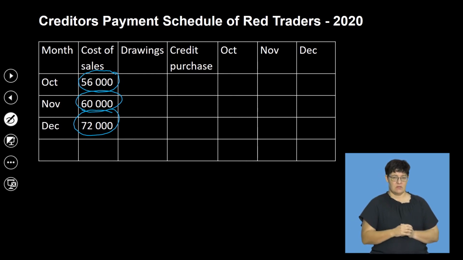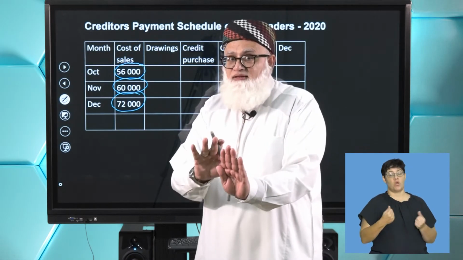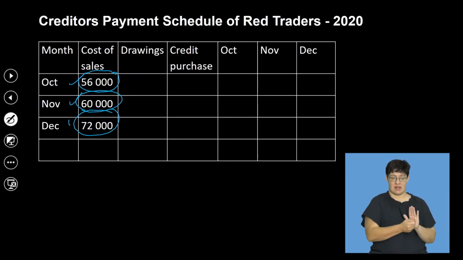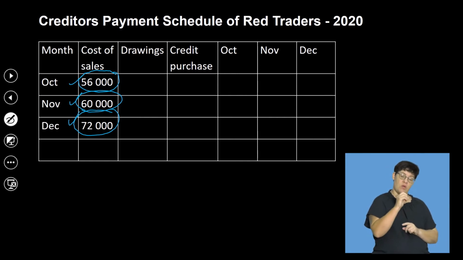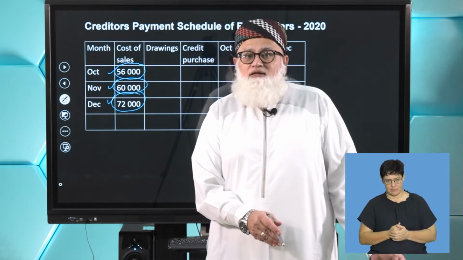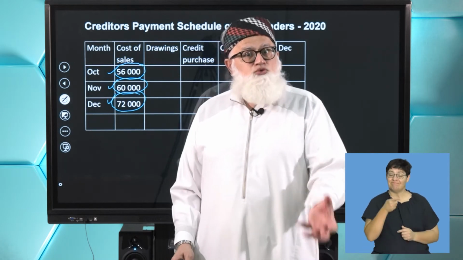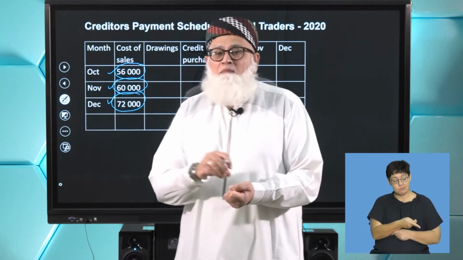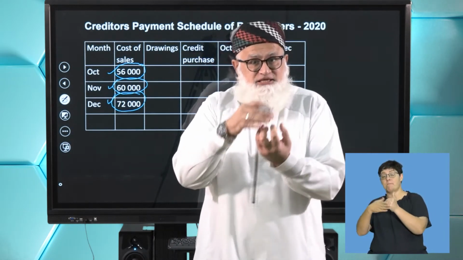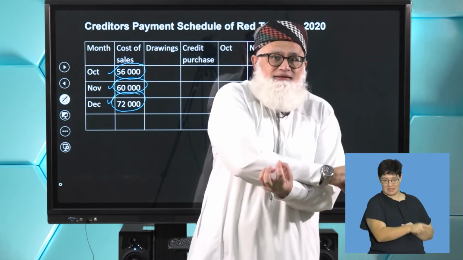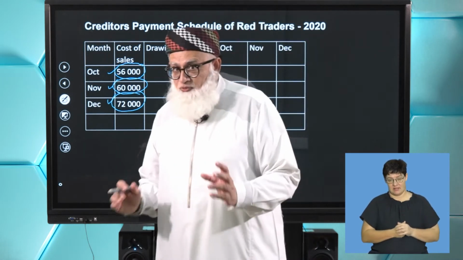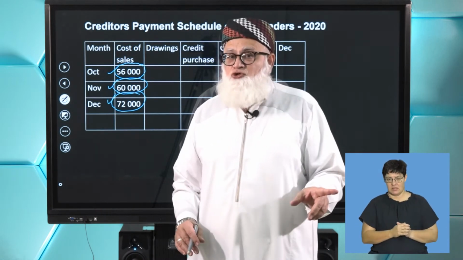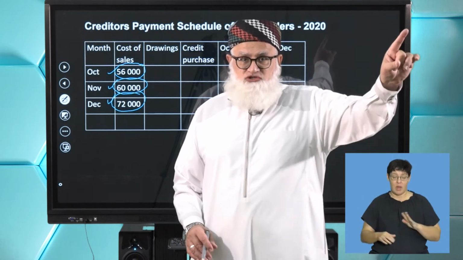We've ascertained our cost of sale. Got it? There we go. We've got our cost of sales for October, for November, and December. Now remember what we said. Why do we need the cost of sale? Because the cost of sales will indicate to us how much stock we must replenish, how much stock we must buy. It's dependent on the cost of sale, right? I hope you understand that. So clearly you can see, when it comes to the creditor's payment schedule, important, cost of sale.